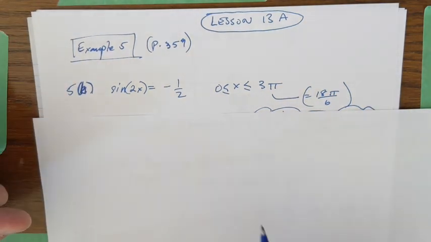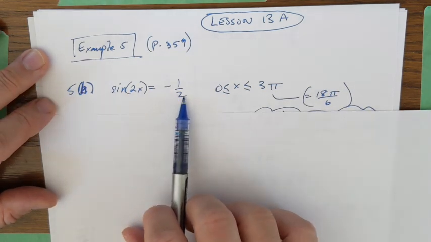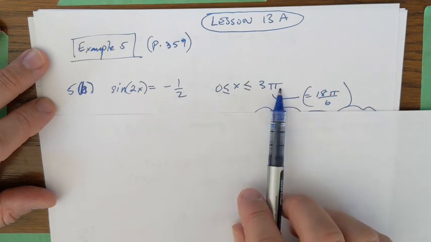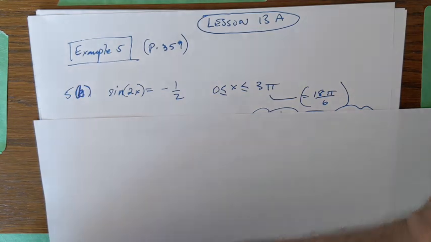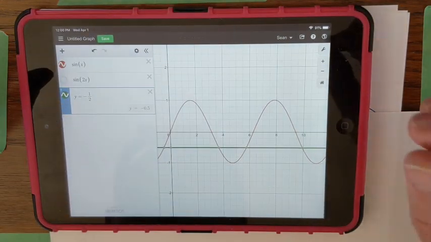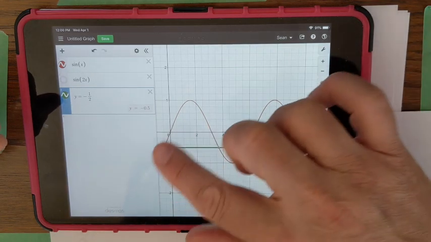Anyway, starting with this one here, it says that you're going to solve this equation: sine 2x is equal to negative 1/2. And they want you to solve that where x is between 0 and 3 pi. Just to start off, I thought it would be nice to look and see what exactly this question is about. So here is a graph of sine x.